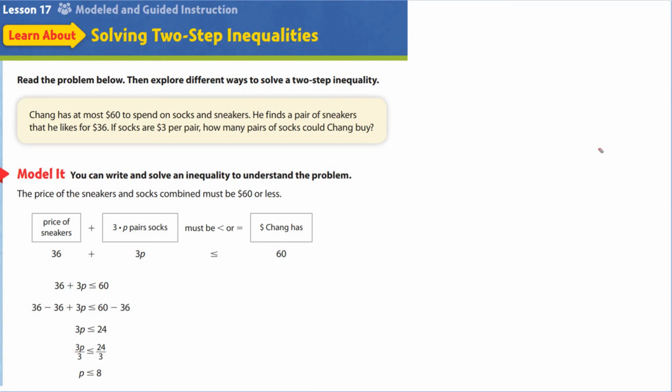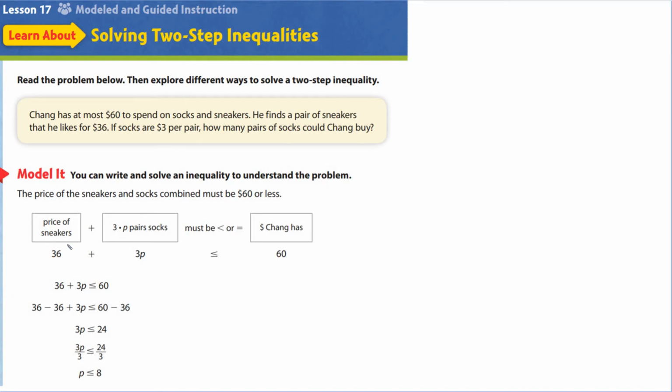Let's model it. You can write and solve an inequality to understand the problem. The price of the sneakers and socks combined must be $60 or less, right? Because that's all he has, $60 to spend. We know that there's a pair of sneakers that he likes for $36, right? So that's information that's there, okay? And we know that each pair of socks is $3.